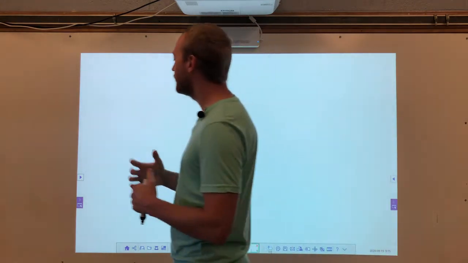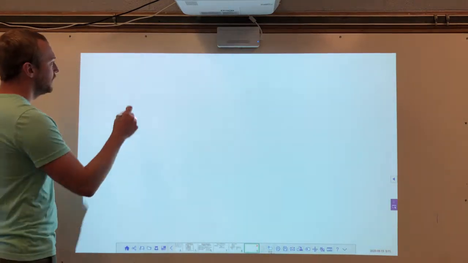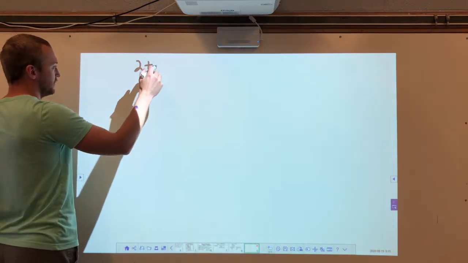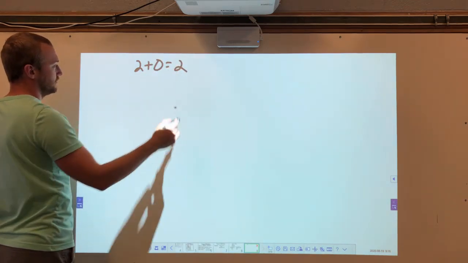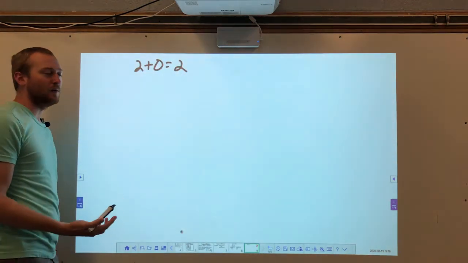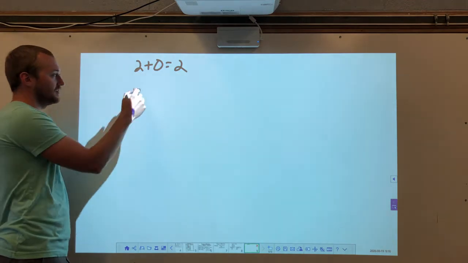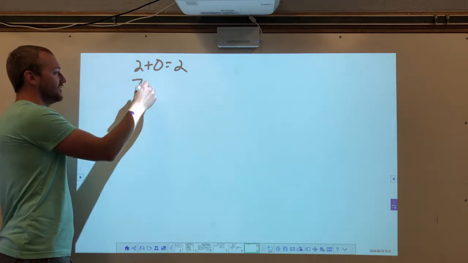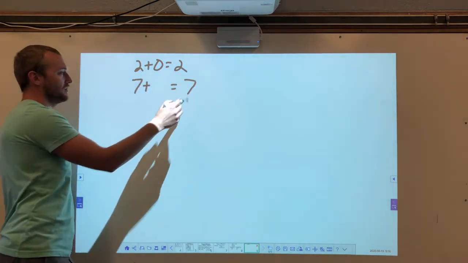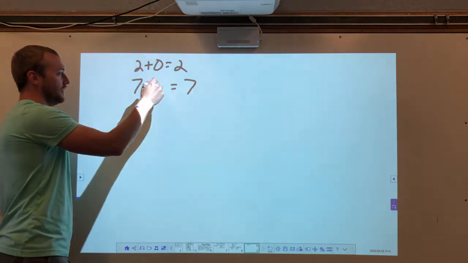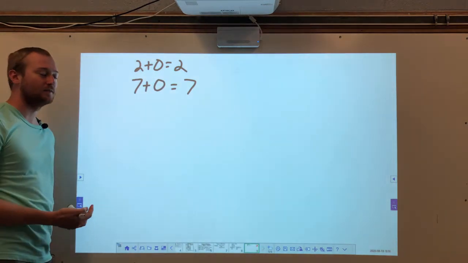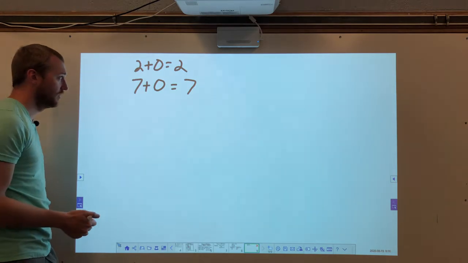Our identity, these are pretty straightforward. If I have 2 plus 0, it's going to give me 2. Another way I could ask this is if I have 7, 7 plus what number is going to give me 7? Well, that is 0. That's our additive identity.